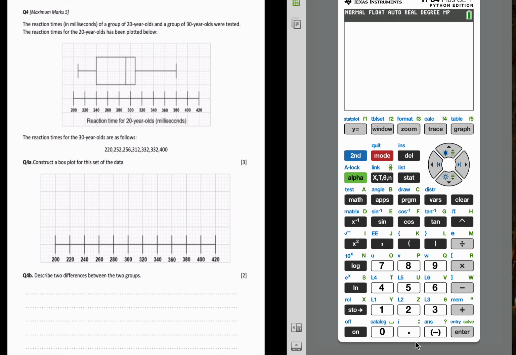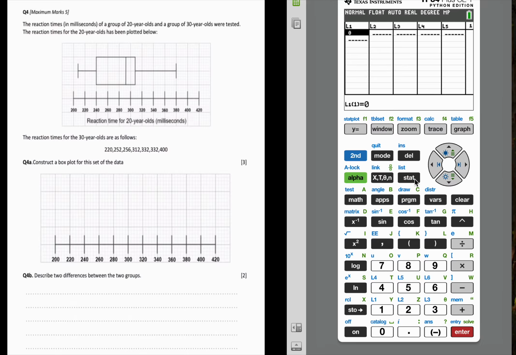Looking at the reaction times from two different groups of people. One is a group of 20-year-olds and one is a group of 30-year-olds. So we are given the information for the group of 30-year-olds. We're going to go to Statistics, Edit, and we're going to type that information in, because we're asked to draw a box plot of the data.